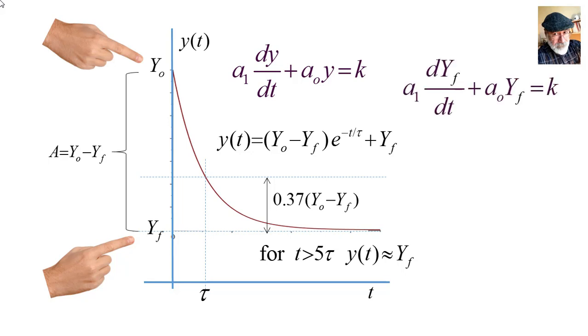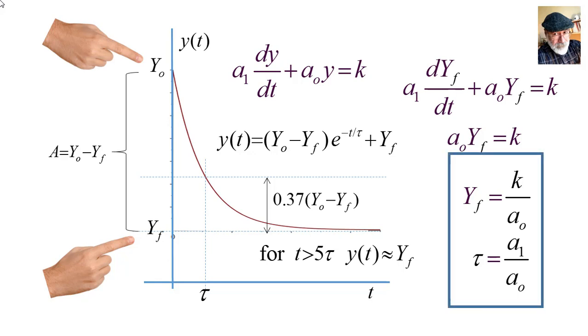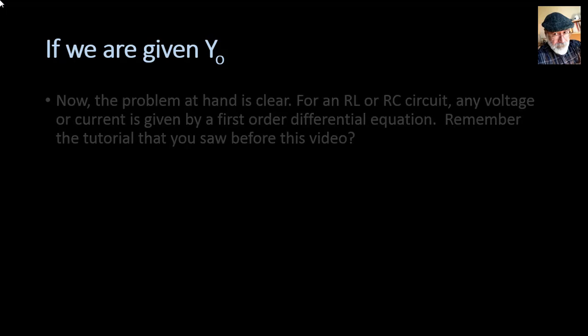It is a constant. If it is a constant, then the derivative is 0, and the differential equation can be written just like this. From there, we solve for the final value, K over A0. In math courses, we've also learned that the time constant is given by the coefficients of the differential equation, A1 divided by A0. Those are the two formulas that we carry over from math courses into our solution. Let's explore the possibility that y0, the initial value, is given to us.